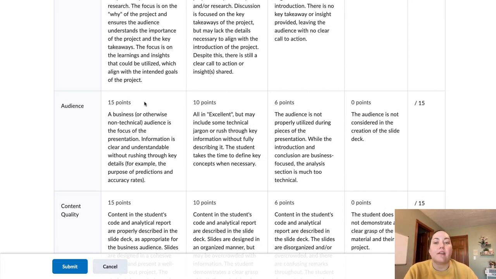And again, like all of these, excellent is the gold standard. This is what I write first. Good is just not quite there, but you're almost. And then fair is you're not quite getting it, but you earn some points there. You're making some effort. You at least semi thought about the audience, but maybe you had a really good introduction and conclusion and then you went super technical. So think about your audience all the way through.